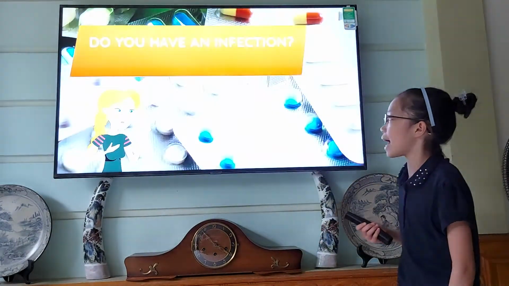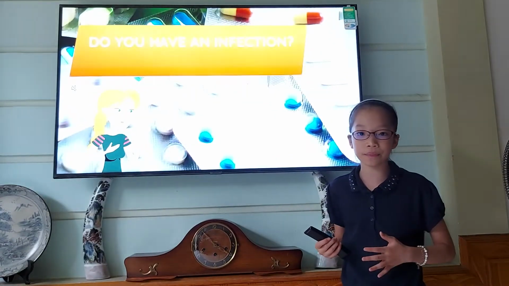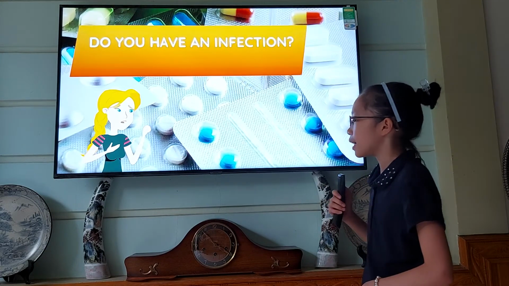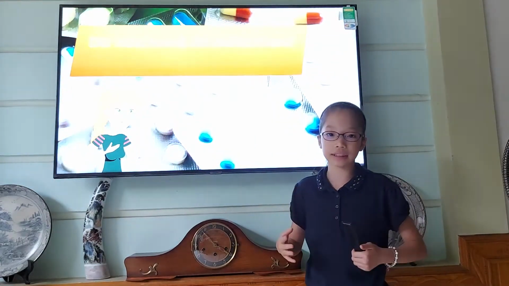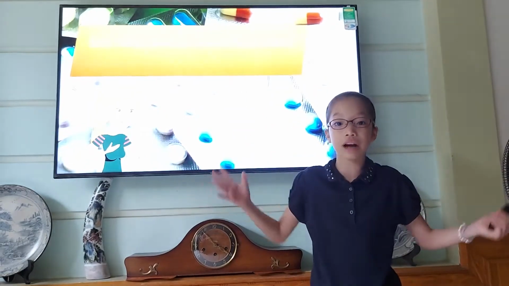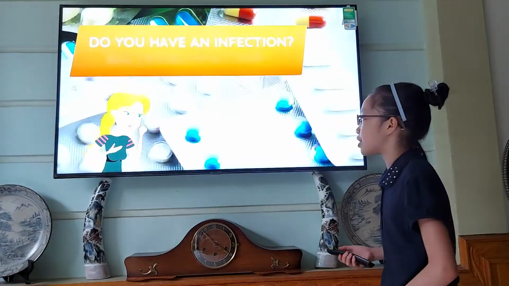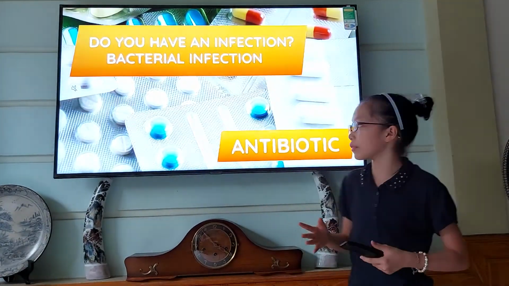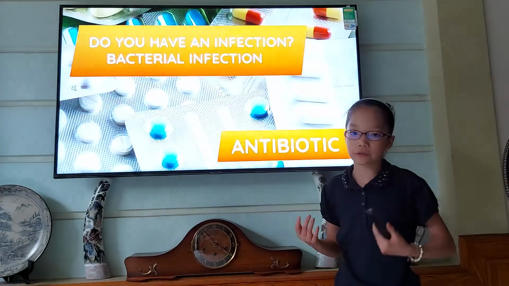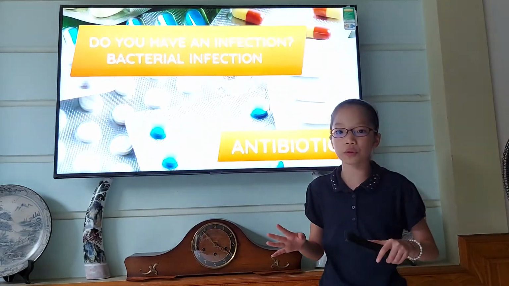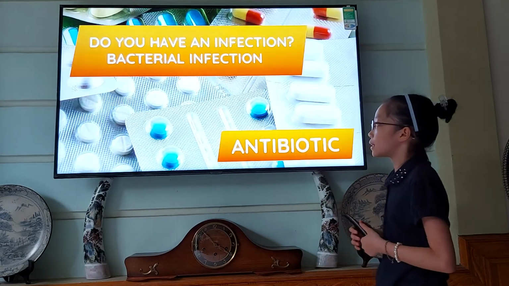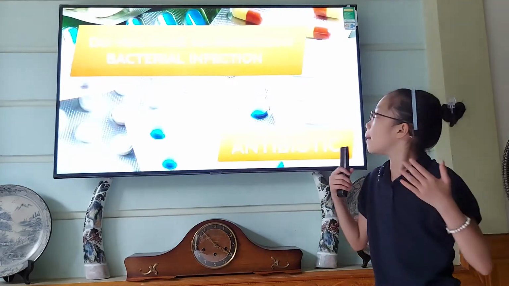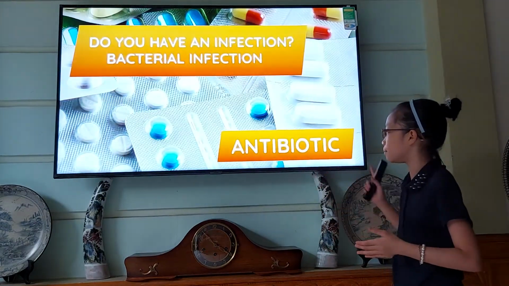The first question is, do you have an infection? So what exactly is an infection? Infection is when you have a kind of disease that infects everybody around you. There are many kinds of infection that we will be learning today. The first one is bacterial infection. The medicine that we need to take if we have a bacterial infection is antibiotic.